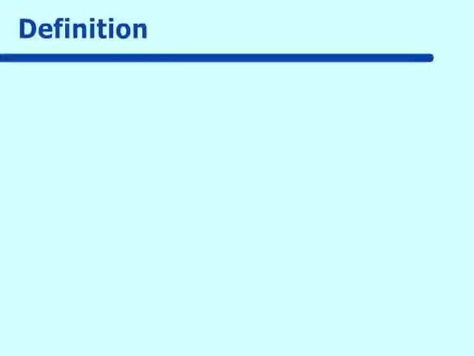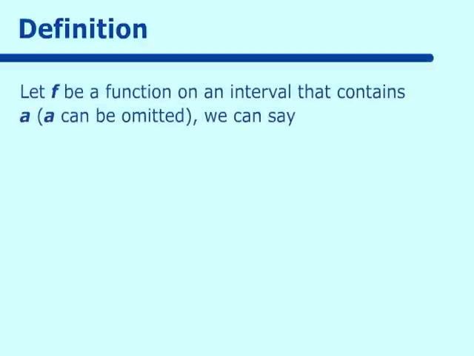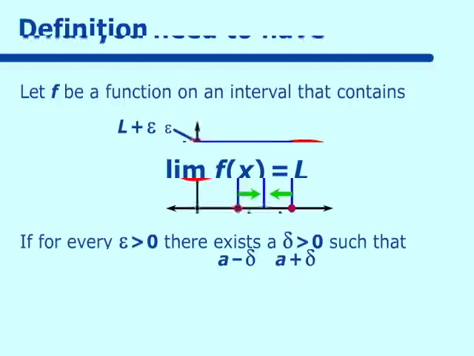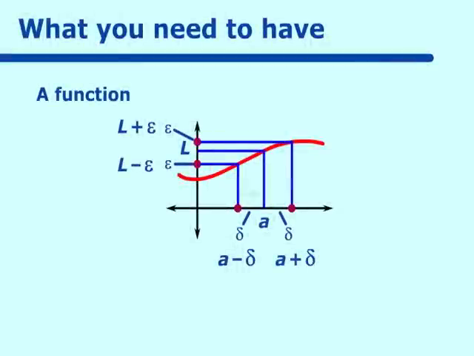So what is the precise definition using this terminology? Let f be a function on an interval that contains a, and a can be omitted. It can be a hole. We can say that the limit as x approaches a of f of x is equal to L if for every epsilon greater than 0, there exists a delta greater than 0 such that the absolute value of f of x minus L is less than epsilon whenever the absolute value of x minus a is less than delta. What does that mean? Again, it means that as we get closer and closer in to the a from the deltas, the a plus delta, the a minus delta, we are going to hit this limit and limiting value at that point. That means epsilon will be getting closer and closer to L.